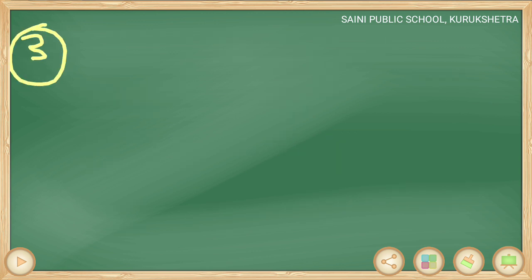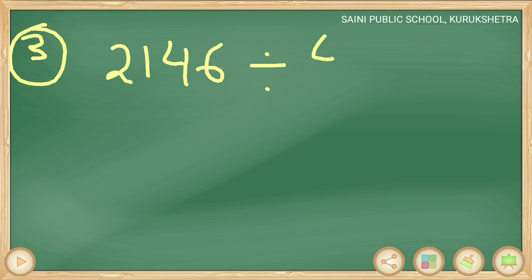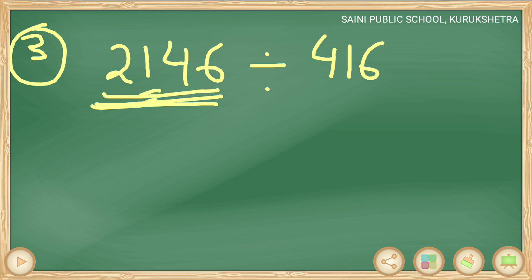Now we will take a 4-digit number. For example, I am taking the number 42146 and I am dividing this number by a 3-digit number. Okay. For example, I am dividing it by 416. Now how will we round off this number? When this is a 4-digit number, then we will round off to the nearest 100. When this was a 3-digit number, then we rounded off to the nearest 10. And now this is a 4-digit number, so we will round off to the nearest 100.